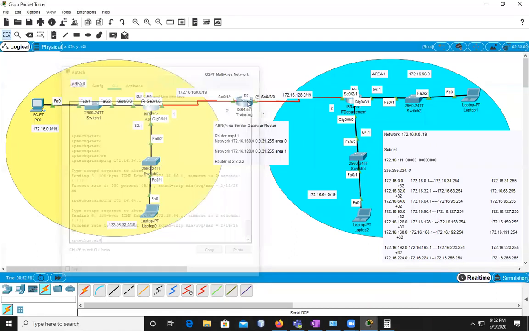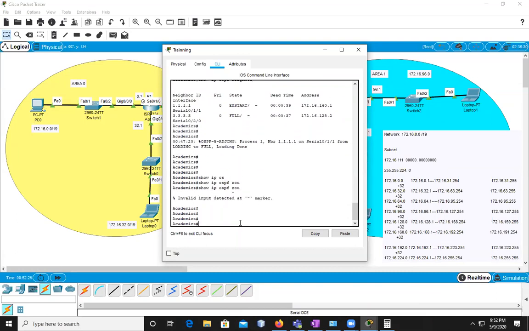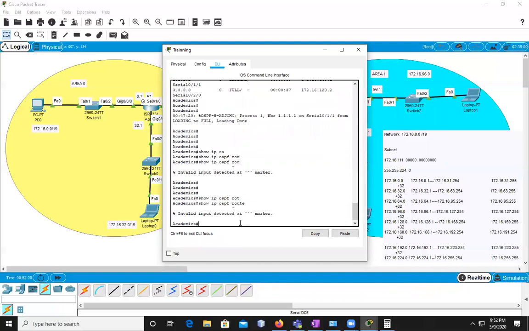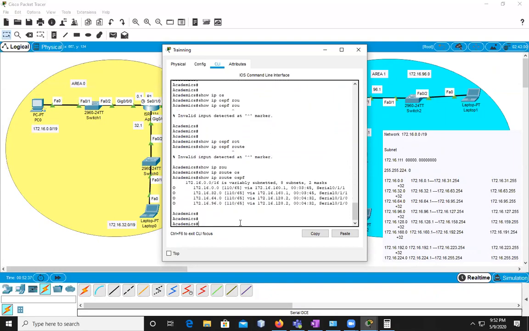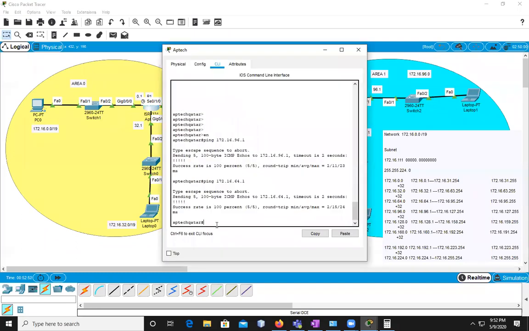And you can even go over here and give the command show IP route OSPF. And you can see these are the routes that are via this 160.1 and 128.2. Clear? Clear. I didn't add the DHCP server here.